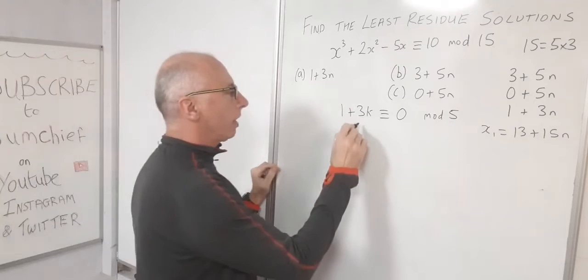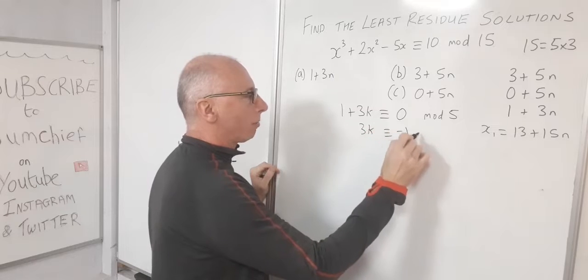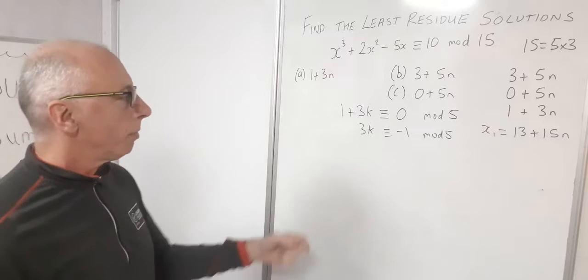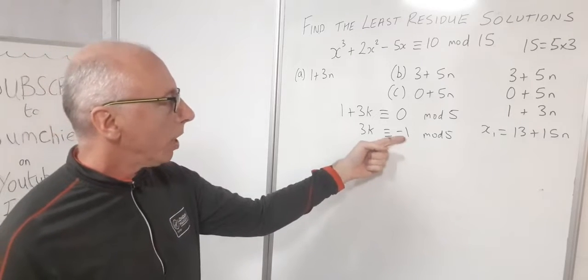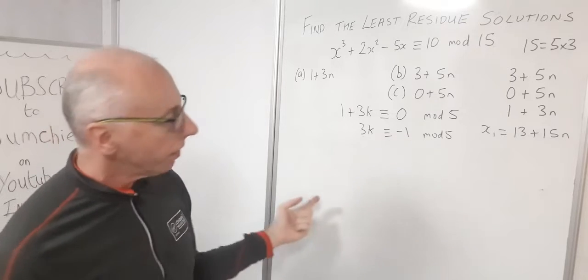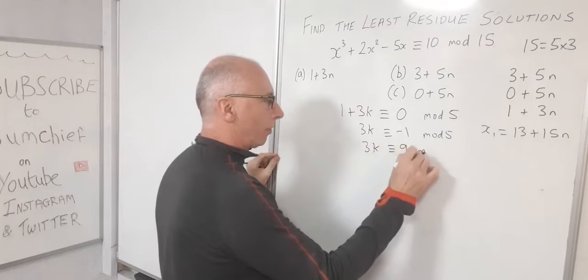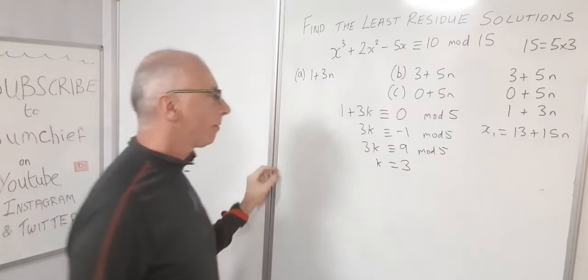So now 3k, subtract 1 from both sides, is congruent to minus 1 mod 5. So I need a number now congruent to minus 1 modulus 5. Well, minus 1 plus 5 is positive 4. It's not going to work. Add another 5, I've got 9. So 3k is congruent to 9 mod 5. So therefore my k equals 3 on this occasion.